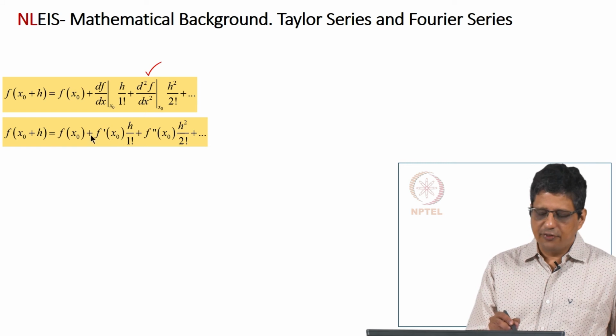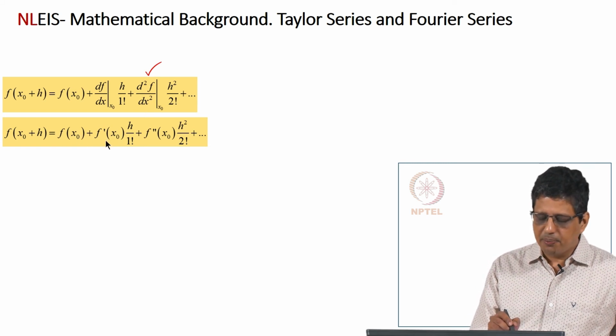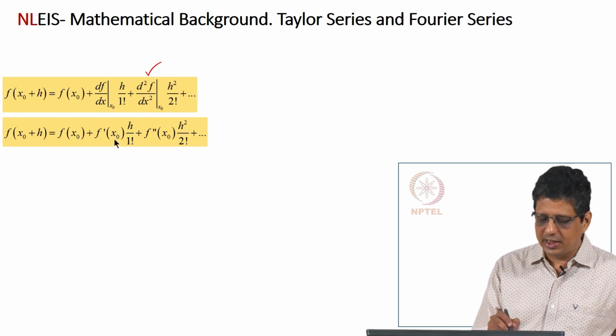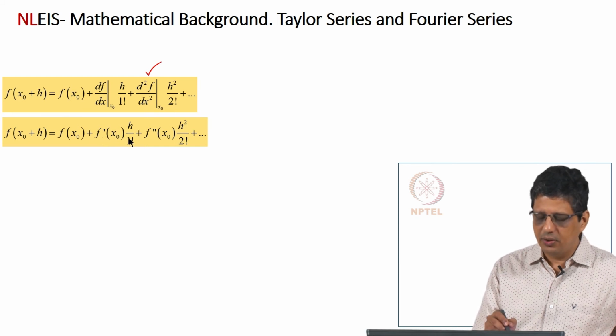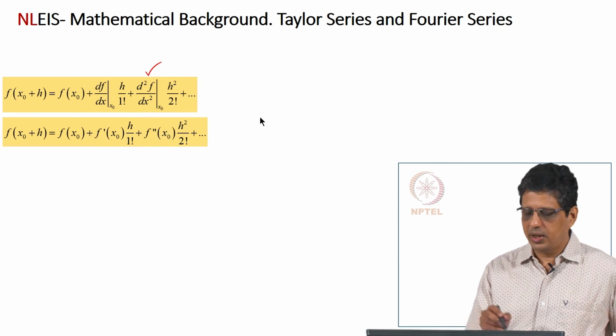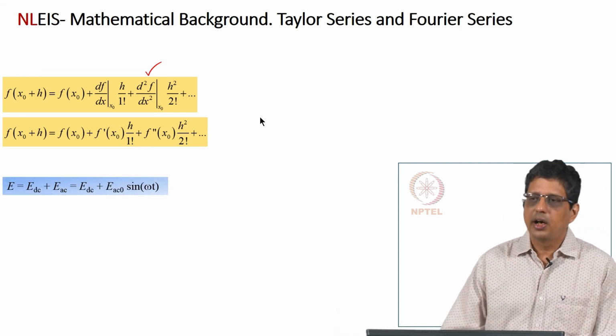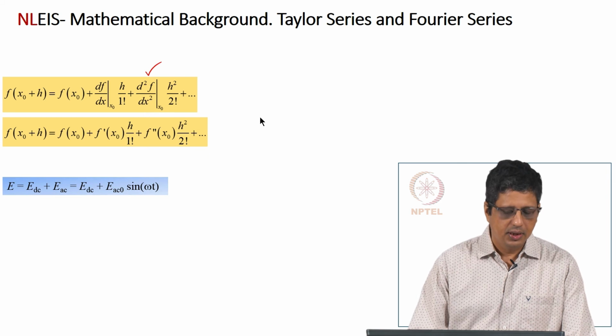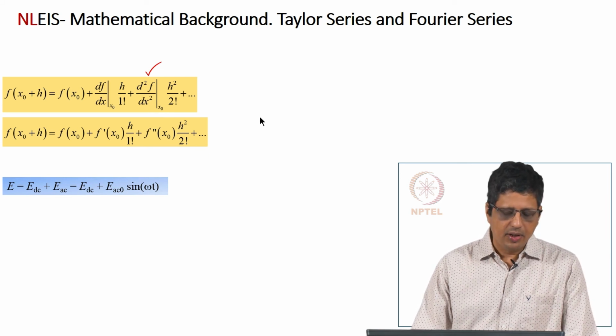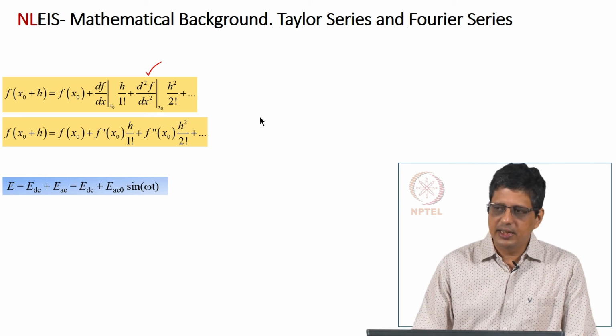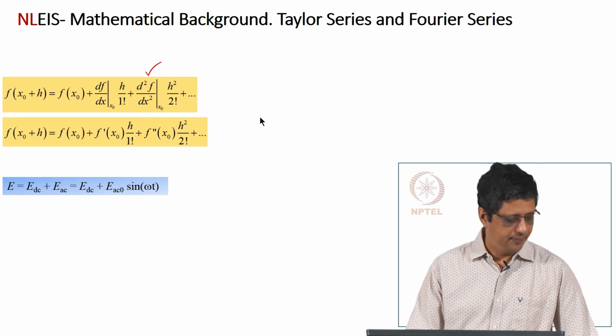And sometimes we use a different notation, we will say f of x0, and f prime to indicate the first derivative evaluated at x0. So, we will call it f prime of x0, f double prime of x0, and so on. Now, I want to look at the potential E as EDC plus EAC, where EAC is given by EAC0 sin omega t.